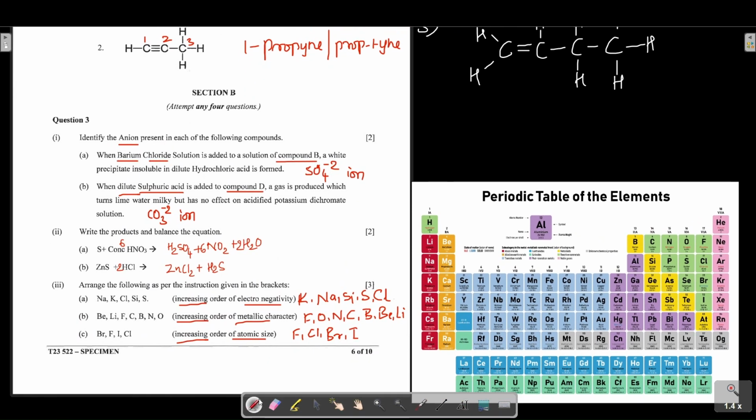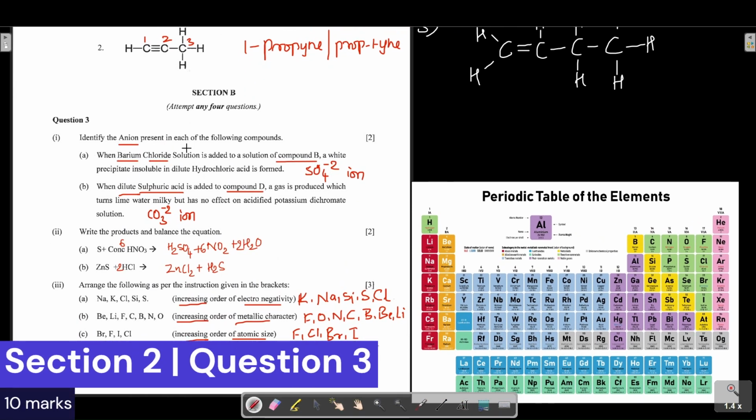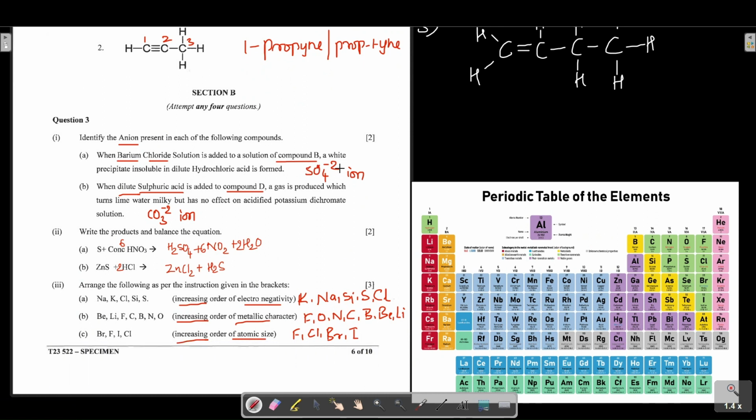Come to this. Identify the anion present in each of the following compounds when barium chloride solution, BaCl2, is added. Compound B gave a white precipitate insoluble in dilute hydrochloric acid. You know the compound with barium which is white precipitate is barium sulfate. And barium sulfate is not soluble in dilute hydrochloric acid. So it should be sulfate ion, SO4 2-, or sulfate ion you have to write.